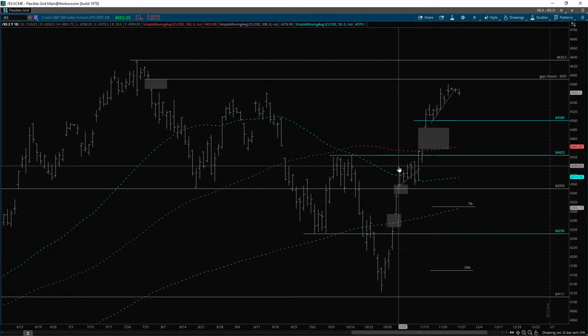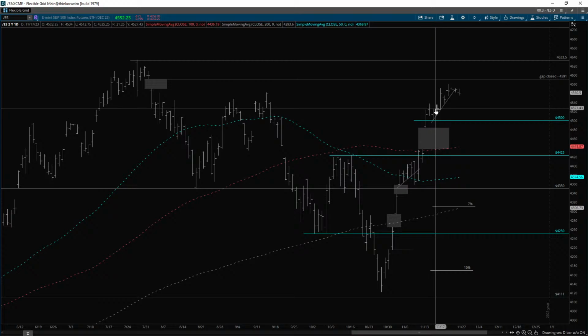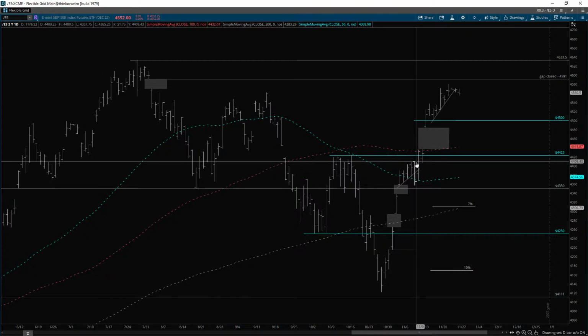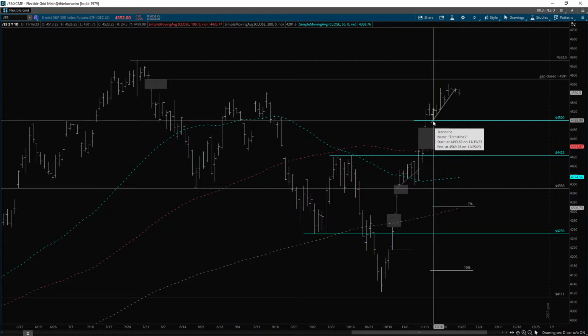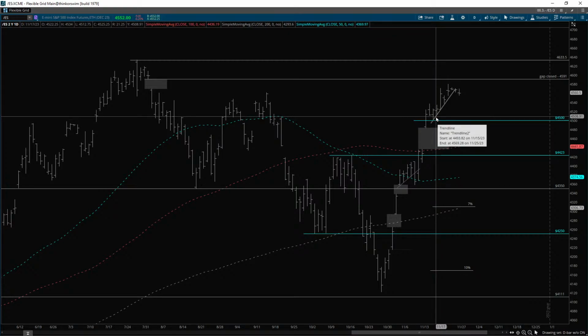But there is no. I don't like this actually. Okay, I don't like this one. I could expect something like this happening in here as well. Coming back maybe towards this area, but this level here, the 4500, is extremely important. There is a lot of volume around that area.